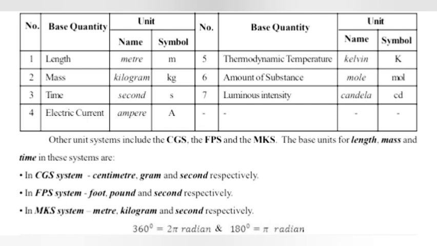Other unit systems include the CGS, the FPS and the MKS. The base units for length, mass and time are given in the CGS system, FPS system and MKS system. 360 degrees equals 2 pi radian and 180 degrees equals pi radian.